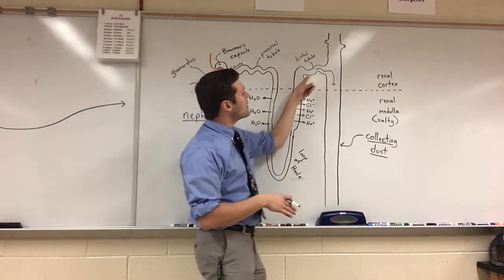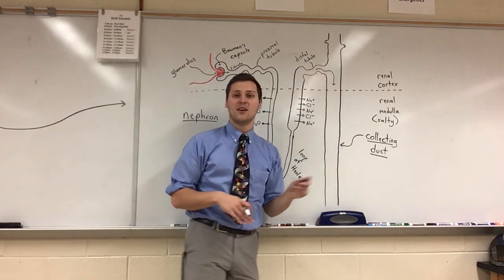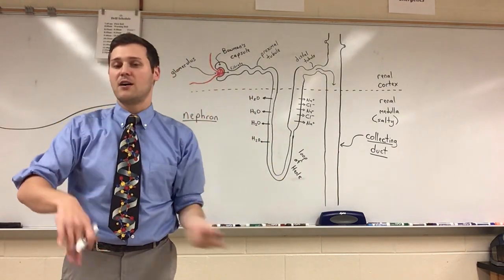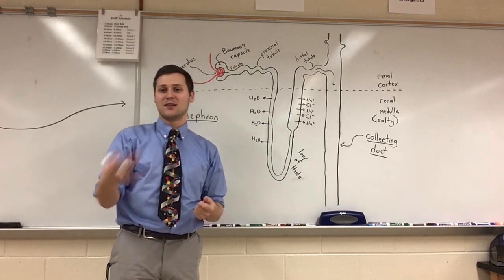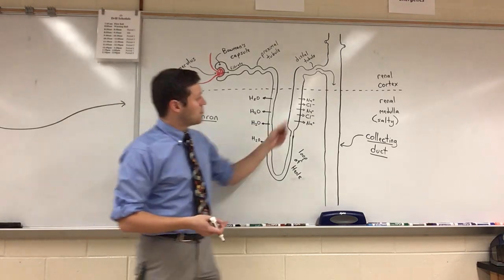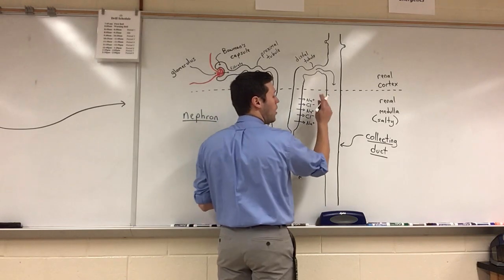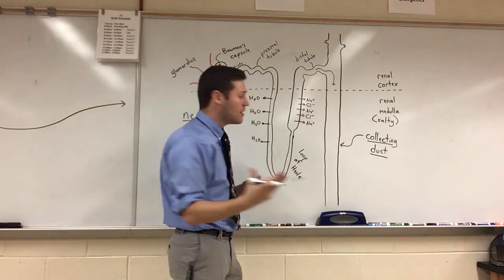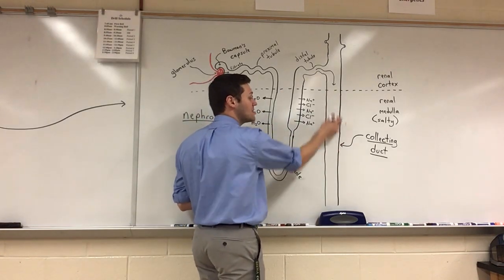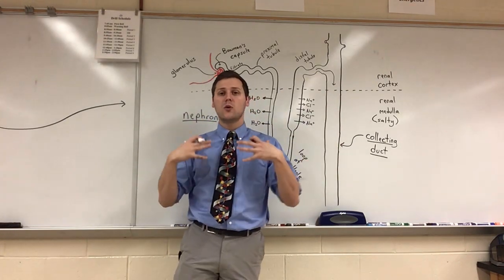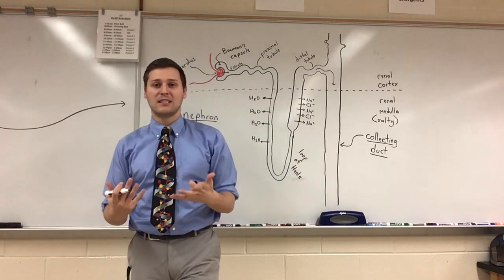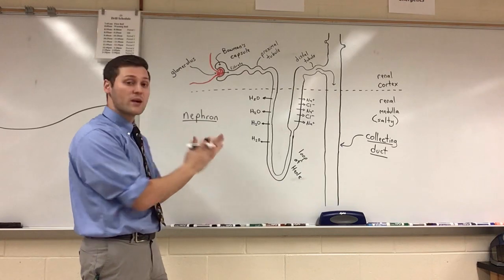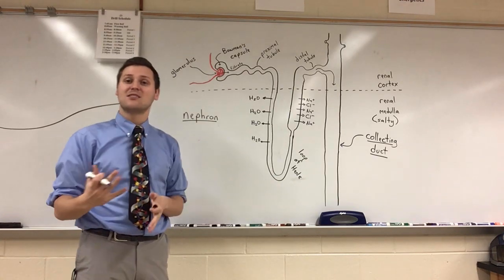So by the time we enter the collecting duct, we can say that it's almost ready to leave through the ureter into the bladder and leave the body as urine. But we can control how concentrated this urine is going to be based on what happens in the collecting duct. So let's say you are dehydrated. You want to keep water inside your system, so you're going to want to reabsorb a lot of that water back into the bloodstream.